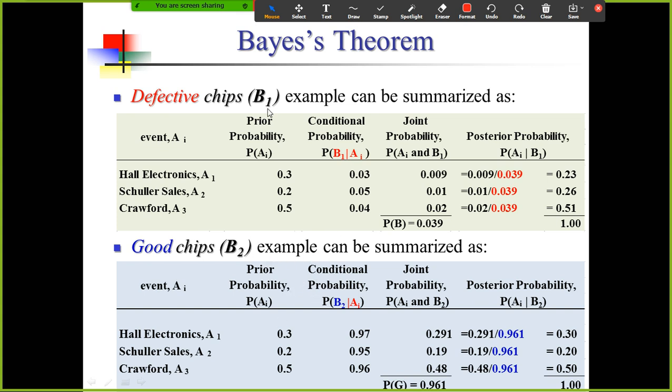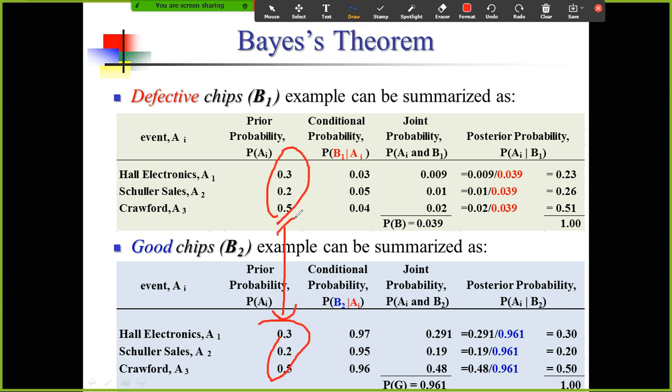So again, in terms of posterior, they are the same. But this one is not the same. This should be B1 not working, B2 working. If not working 3%, working 97%. If not working 5% for Schaller, working 95%. If not working 4% for Crawford, working 96%. This is the complement rule of addition.